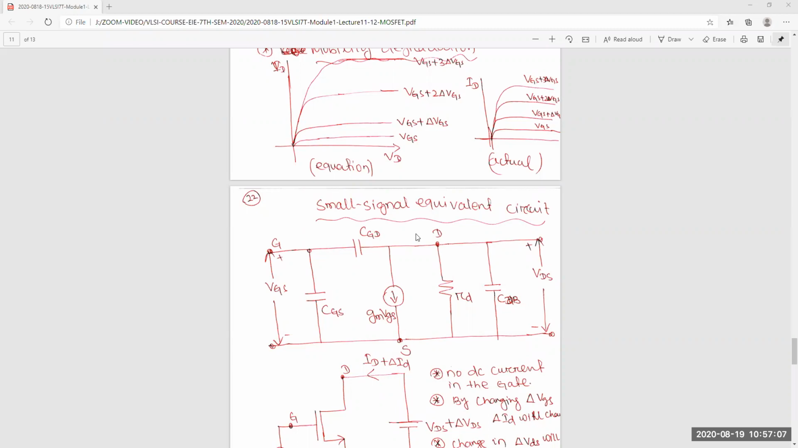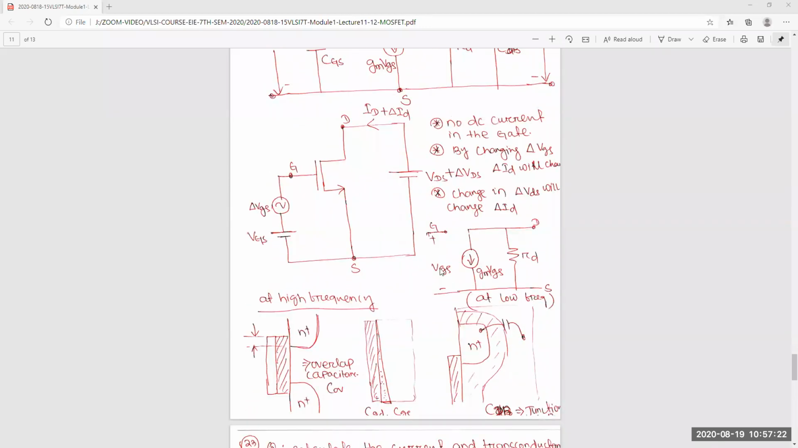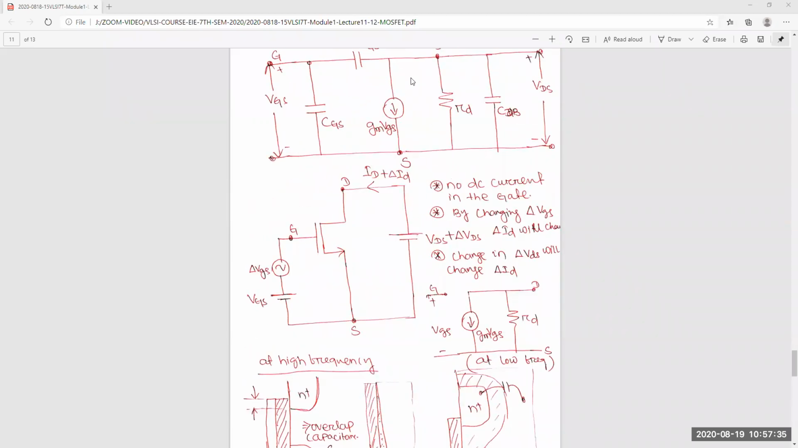Yes, increase. So that's why there is some resistance. You can say that is the small signal resistance, the output resistance. If you are changing VDS, current is changing, so there is some resistance. That resistance will be modeled here as RD. So only VGS you are giving, or at the output we are changing some VDS. So you will get the gm·VGS current, and you will get some RD. These two are from this arrangement.